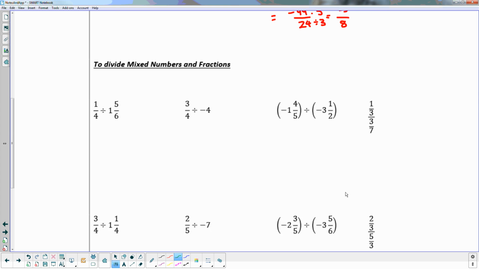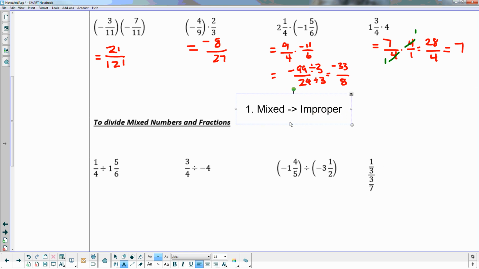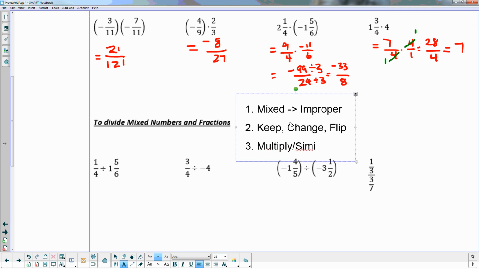For division, we follow a similar strategy, but there's a little bit of a difference. So the first thing is still mixed to improper. Step 2 is going to be, I've heard it as keep, change, flip. And if you notice something else, I'll talk about it in just a second, but that's kind of my second step. And then multiply and simplify if you need to.